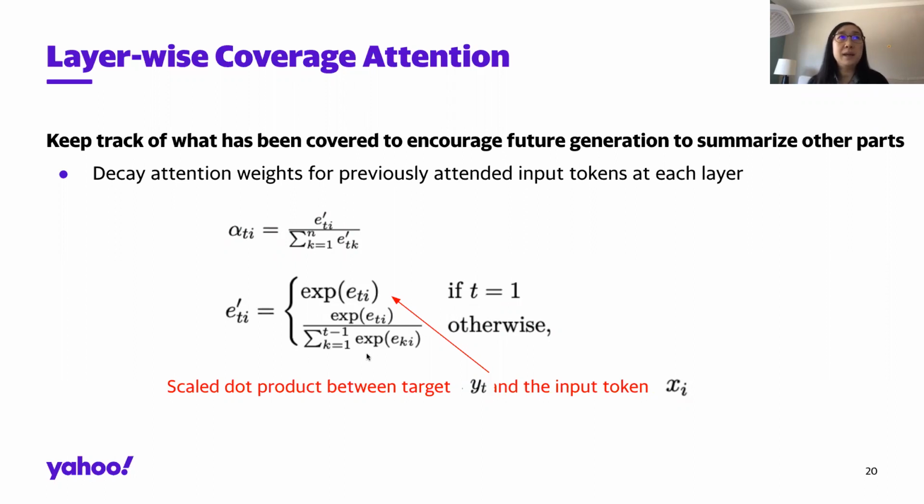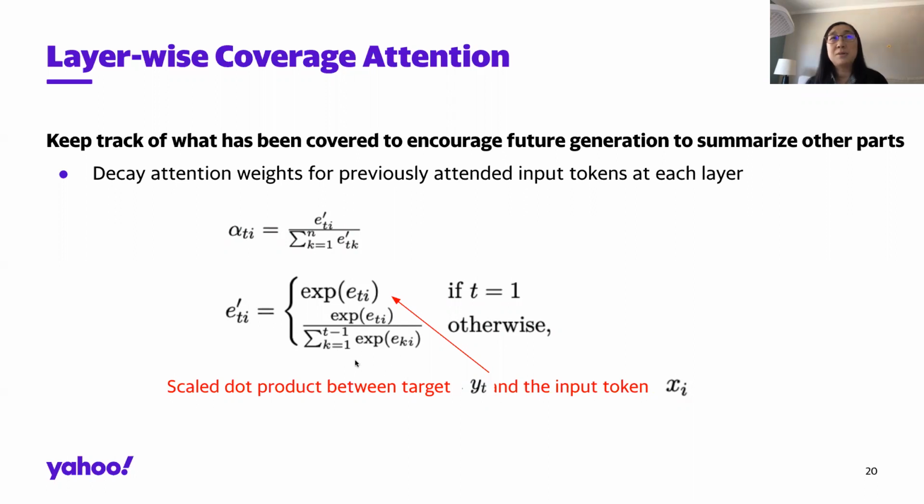If we look at this formula here, this ETI prime is basically the attention weight at each step. T means the word that's going to be generated at step T, and I is the input token I. When T equals 1, this is just the regular attention weight, which is a scaled dot product between the keyword to be generated and the input token. Then once we go further to the second, third, and later steps, we discount this original dot product by this value.